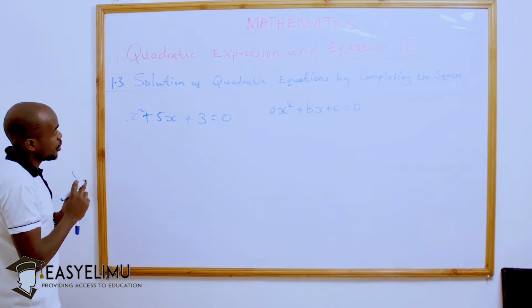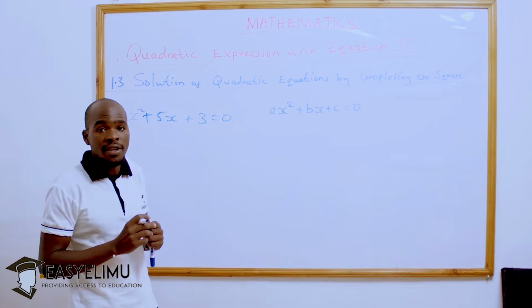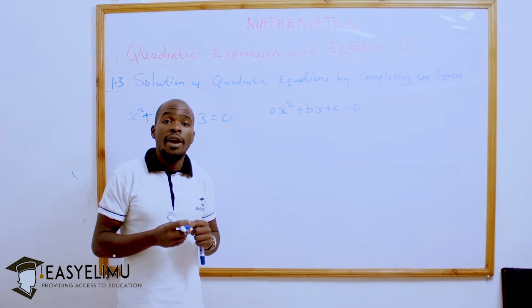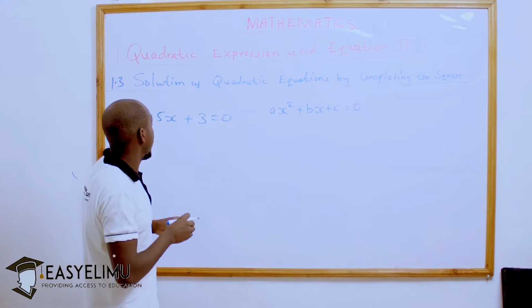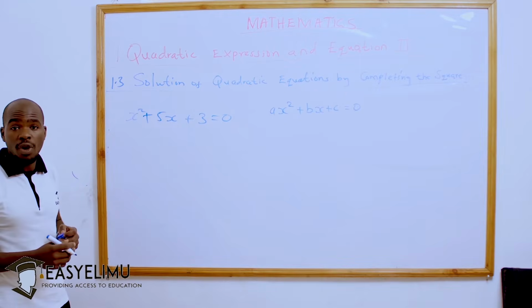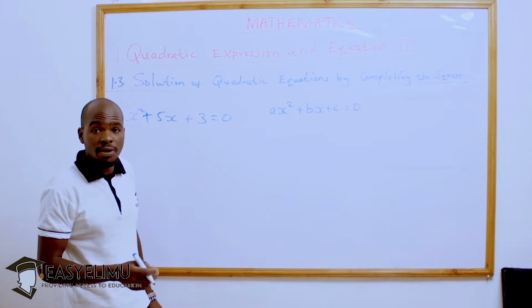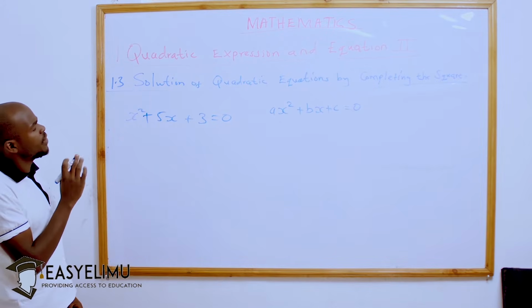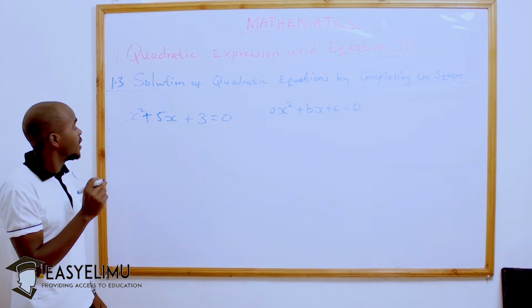So this is an equation, and if we need to solve it now, we need to use the techniques which we used before in factorizing quadratic expressions. Now let's go back to our solution here. We have x squared plus 5x plus 3 equals 0, and we have been told to solve this quadratic equation using completing the square.